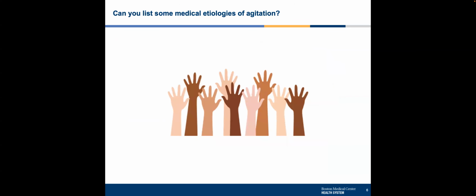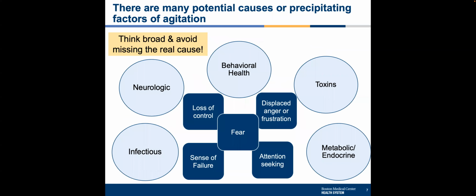Let's do a quick refresher. Can anybody name a medical etiology of agitation? Just throw one or two out there, either a specific one or a broad category. Just as a reminder, there are many potential causes or precipitating factors presenting with agitation. Remember to think broadly about your differential and avoid missing the real cause of agitation. Some people have a random other complaint, but what they're really here for is a behavioral crisis. Do they need to see psychiatry today? We also think of intoxication a lot, and that's because we see a fair amount of it, but don't limit yourself to these etiologies. Remember to consider other precipitating factors.